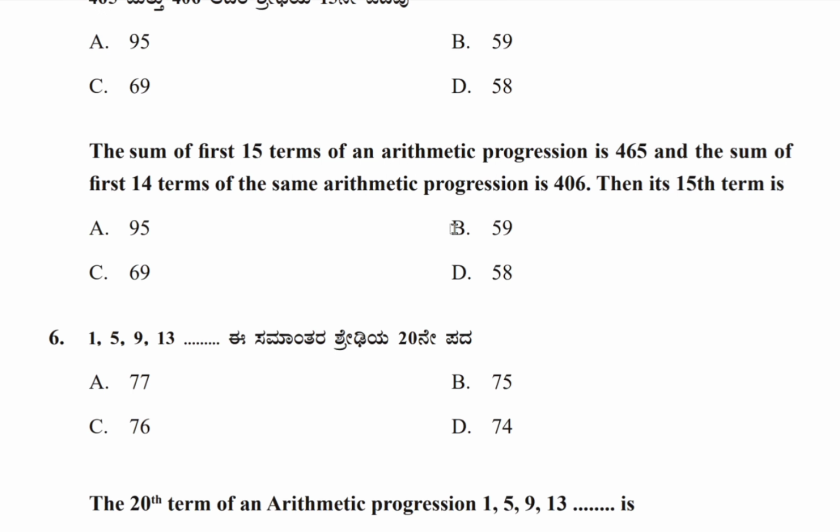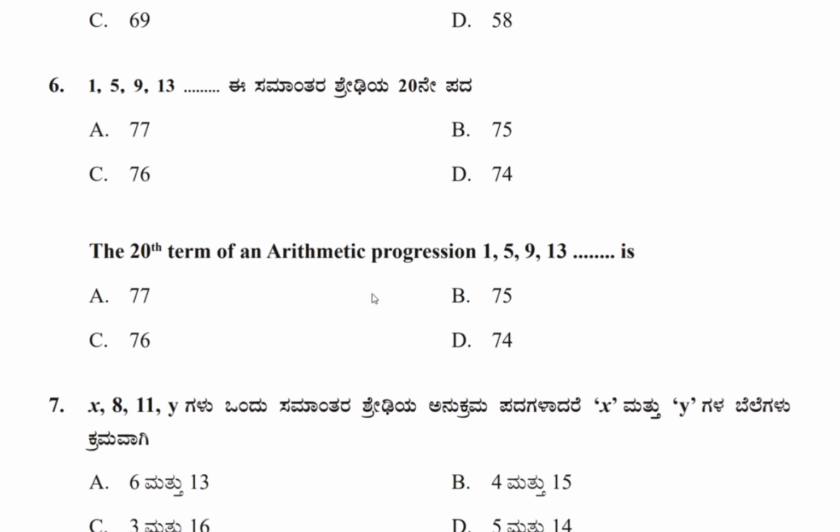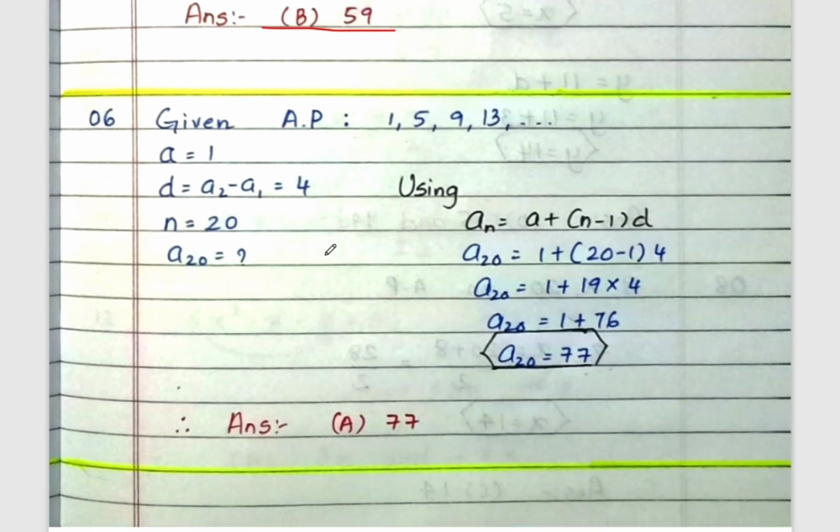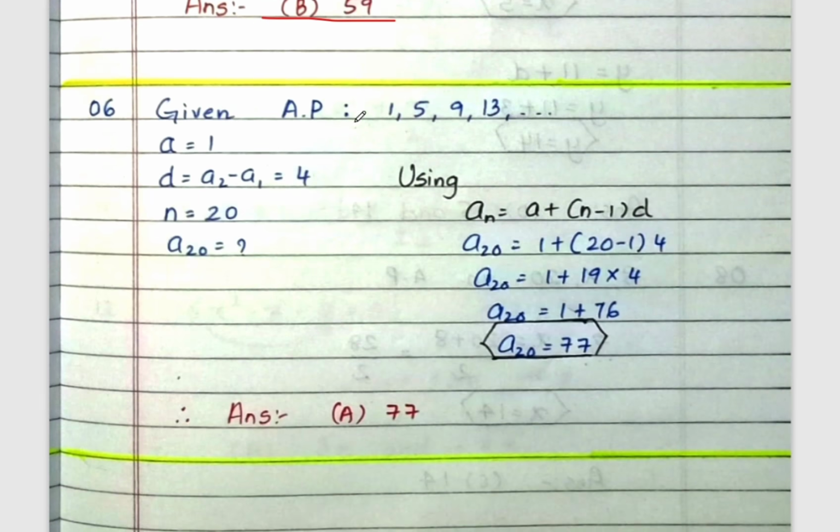Therefore, the correct answer is option B, 59. Next question, the 20th term of an arithmetic progression 1, 5, 9, 13 is. Now the first step is write down the given AP. The given AP is 1, 5, 9, 13.